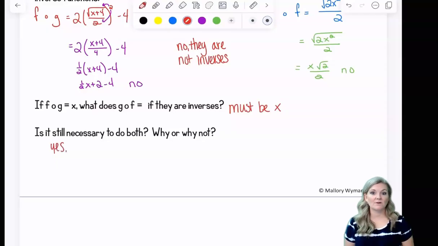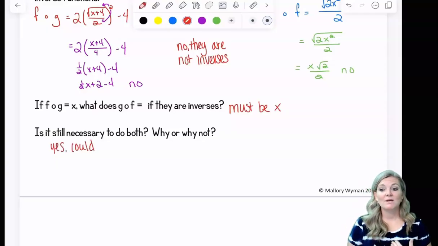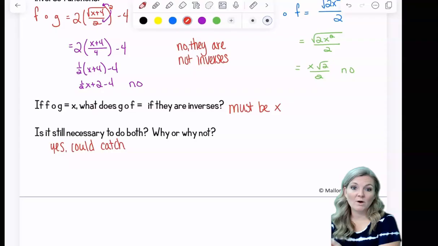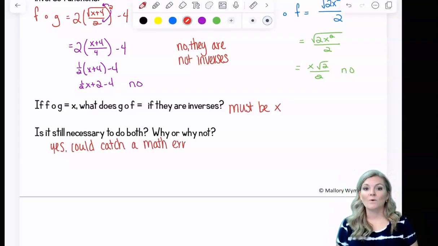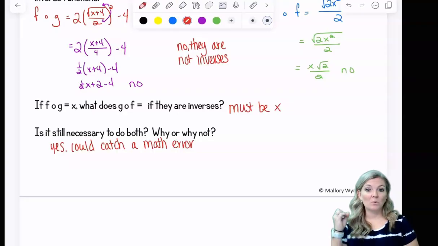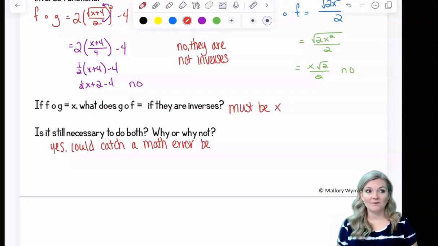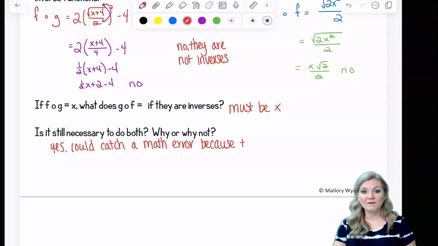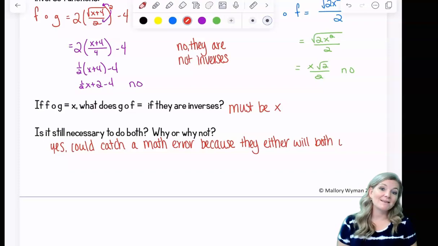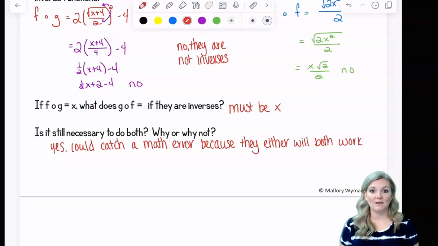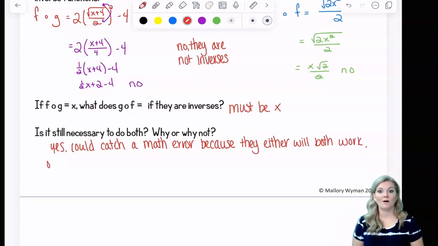It is still necessary to do both because you could catch a math error. You make math errors all the time. I make math errors all the time. So you could make a mistake on one and catch it on the second one because they either will both work or they both will not work. If they work on one and they don't work on the other, then you have made a mistake on one of them. Or if it doesn't work on the first one and then suddenly it works on the second one, again, you have a math error somewhere and you need to do both of them again to see which actually is the true inverse or not inverse.